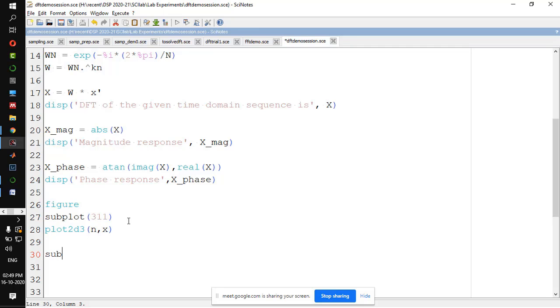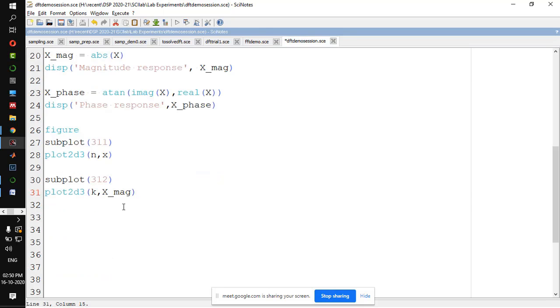Now subplot 3, 1, 2, and I want to plot the magnitude response. How do I do that? plot2d3 of k, right? Magnitude of x of k, so that's why it is k, comma, and which parameter? This parameter. So I'll just copy this and paste it here. This is how I plotted the magnitude response in the second figure, 3, 1, 2.